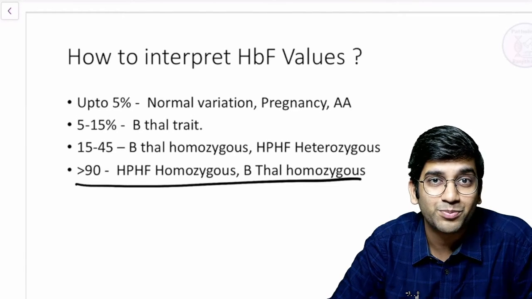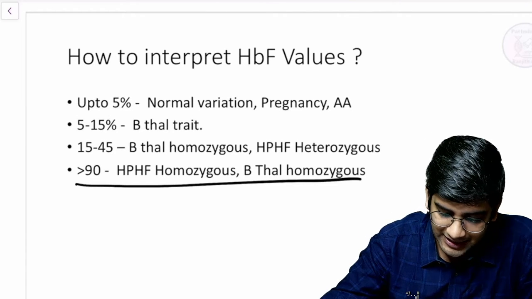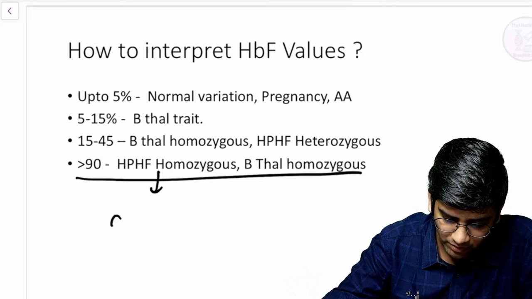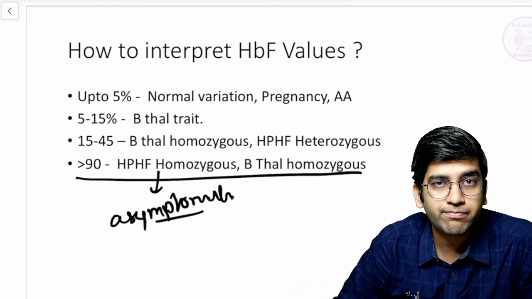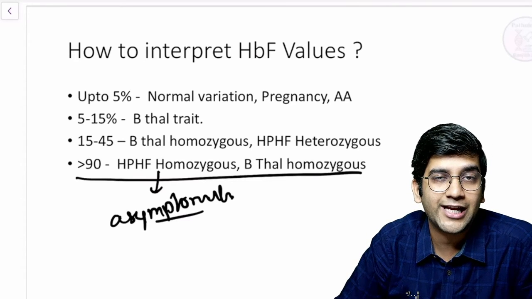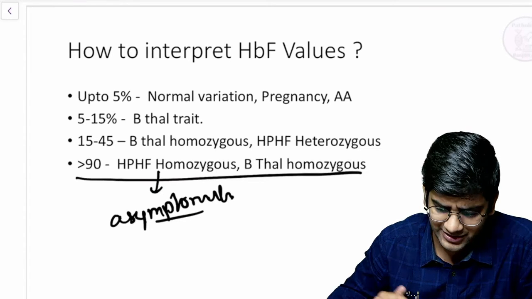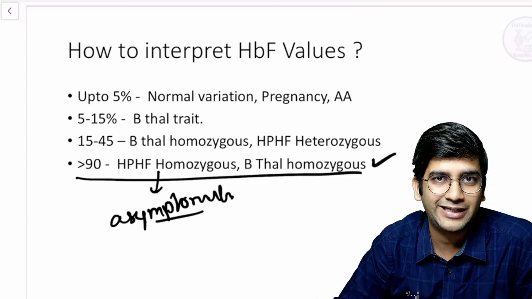It's very, very simple. I go for the history. Persistent hemoglobin F are most likely asymptomatic. They are most likely asymptomatic, fine? This kid was 4-year-old and required blood transfusion. Obviously, it's going to be beta thal homozygous or beta thal major, right?